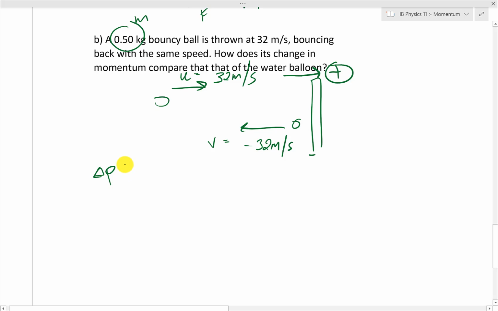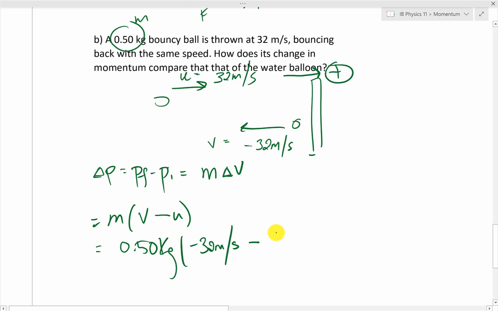And since the mass of my bouncy ball is not changing, I can simply write this as mass times the change in velocity. If I simplify that, that's going to be final velocity minus initial velocity. Let's put our values in. Okay, so here we have our values.